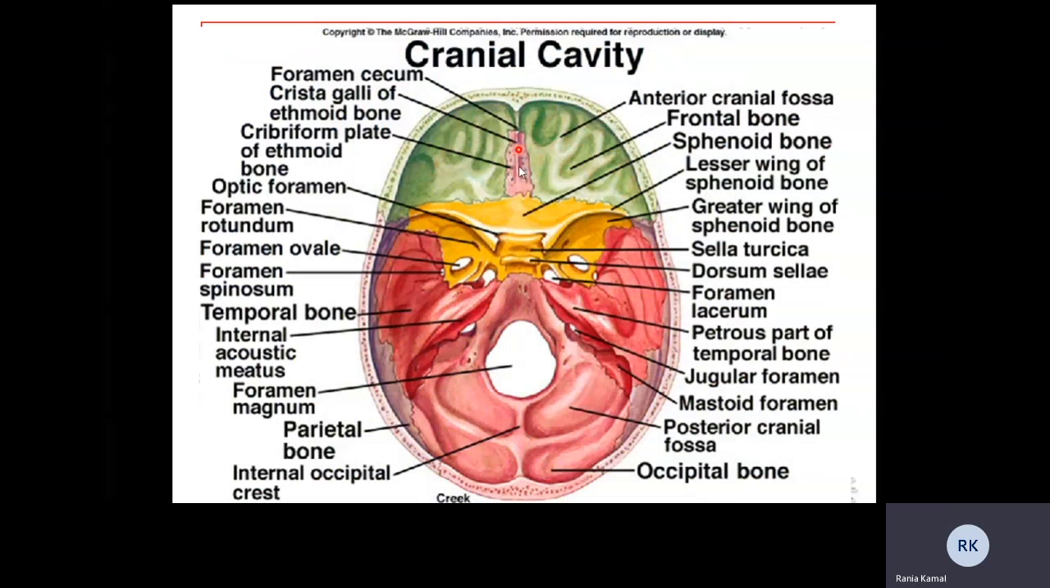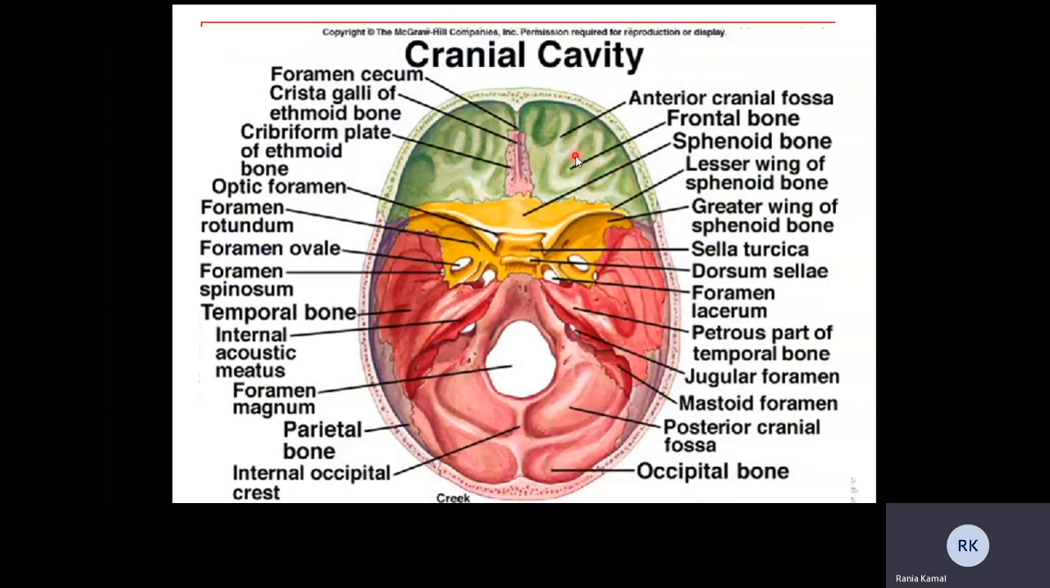In the anterior cranial fossa, you can see the frontal crest, crista galli, and the cribriform plate of the ethmoid bone with olfactory nerve fibers passing through it. This is the body of the sphenoid, this is the lesser wing of the sphenoid, and its posterior end is the anterior clinoid process. This is the orbital plate of the frontal bone.